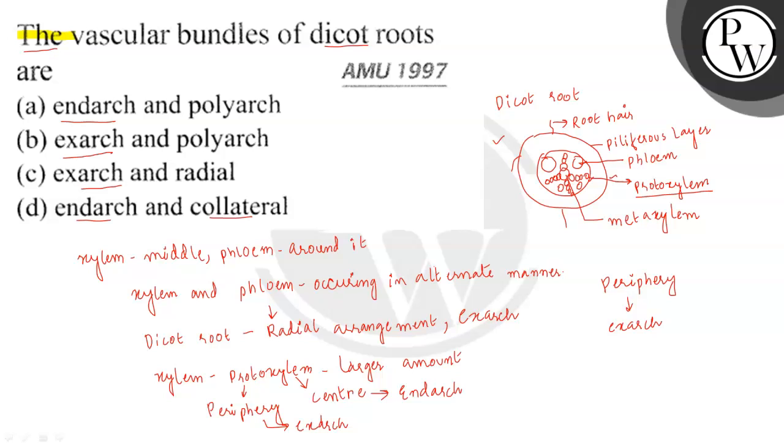Vascular bundle of dicot roots are, तो हम बोल सकते हैं since we see a radial arrangement where alteration of xylem and phloem is seen and the protoxylem is present on the periphery, so it is exarch. Our answer will be option C, that is exarch and radial.